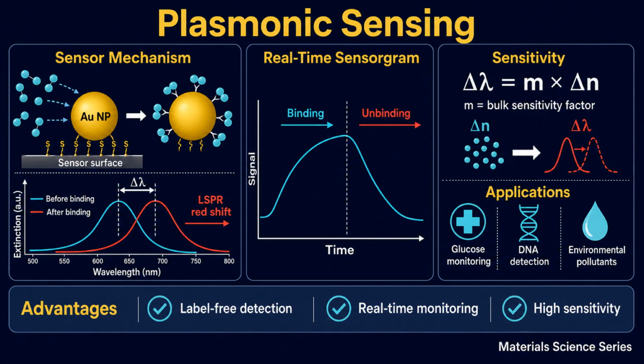The key advantages are label-free detection, since no fluorescent or radioactive tags are needed, real-time monitoring of binding events, and high sensitivity down to picomolar or even femtomolar concentrations for some systems. Applications span glucose monitoring for diabetes, DNA and protein detection for diagnostics, and environmental pollutant detection.